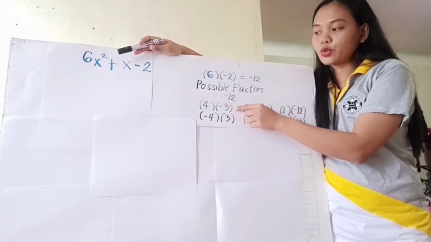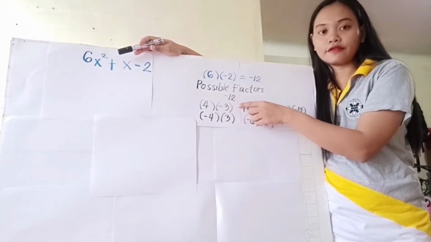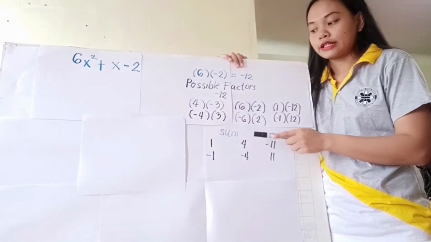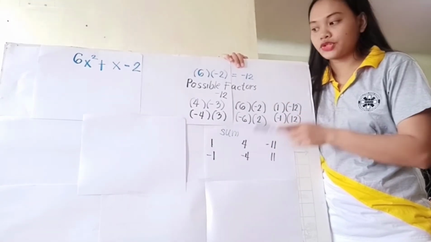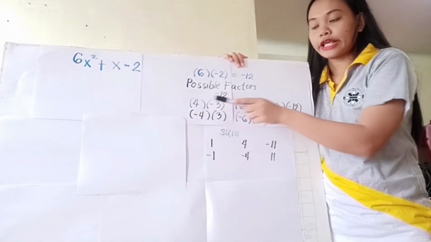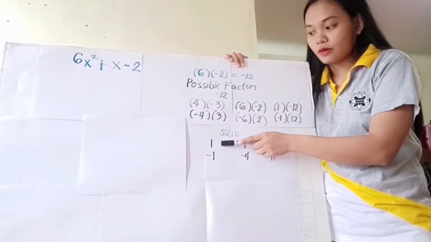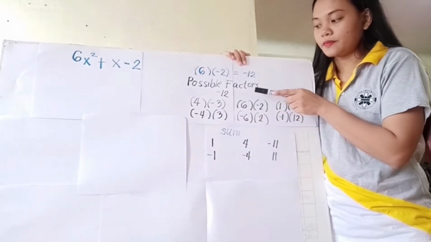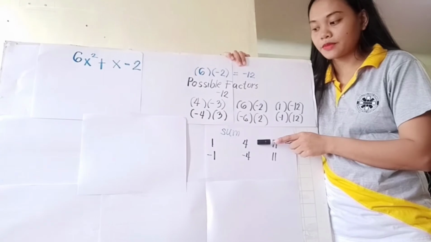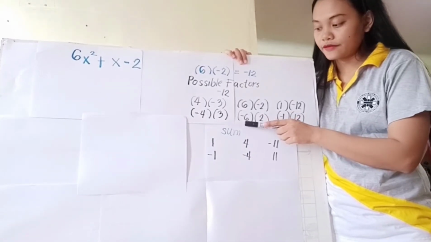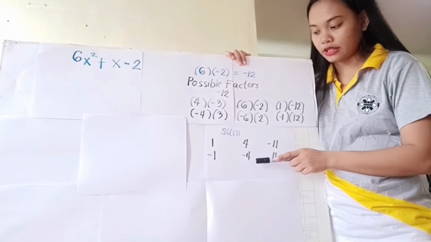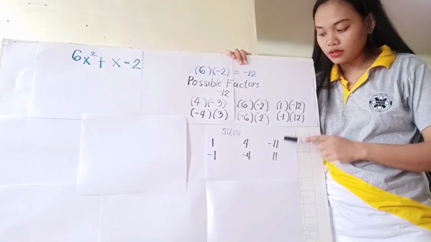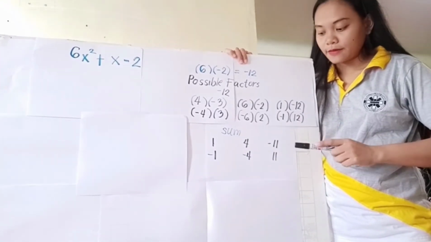So, let's start with the first pair, positive 4 and negative 3. The sum of this is positive 1. So, ito ngayon yung mga sums ng bawat factors. Yung unang pares, 4 and negative 3, ang sum niya ay positive 1. Yung negative 4 tsaka positive 3, ang sum niya ay negative 1. Yung positive 6 tsaka negative 2, ang sum niya ay positive 4. Negative 6 and positive 2, ang sum niya ay negative 4. Positive 1 at negative 12, ang sum niya ay negative 11. Negative 1 tsaka positive 12, ang sum niya ay positive 11.